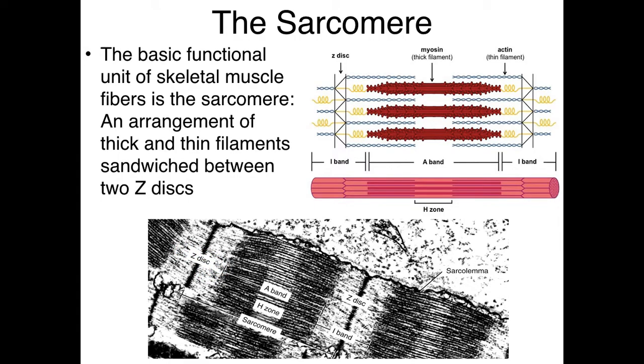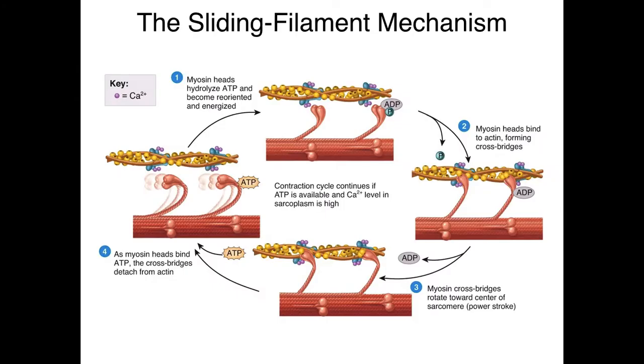And we're going to talk about how these structures change when the muscle contracts. This is basically in its at-rest state. The way that muscle contracts is by what's called the sliding-filament mechanism. So this is what's happening when the muscle contracts, right?